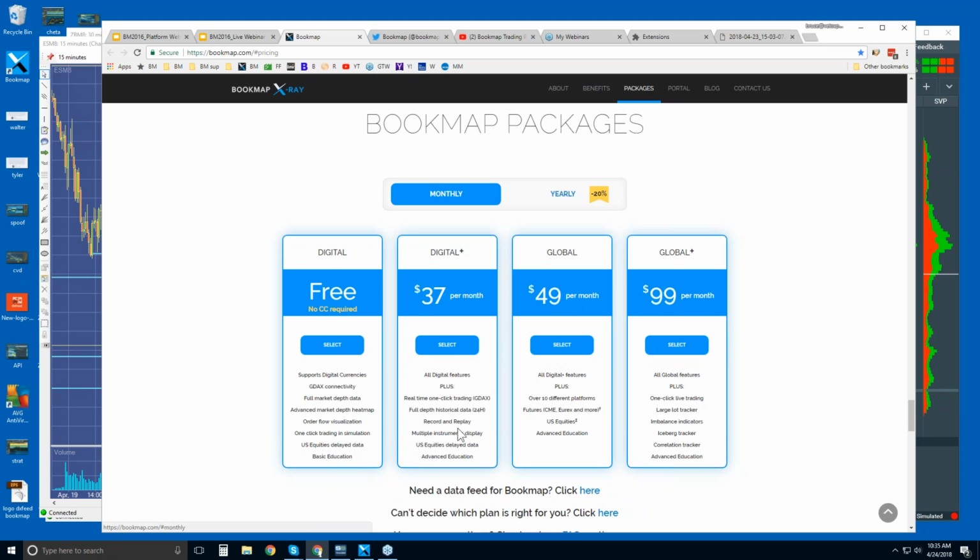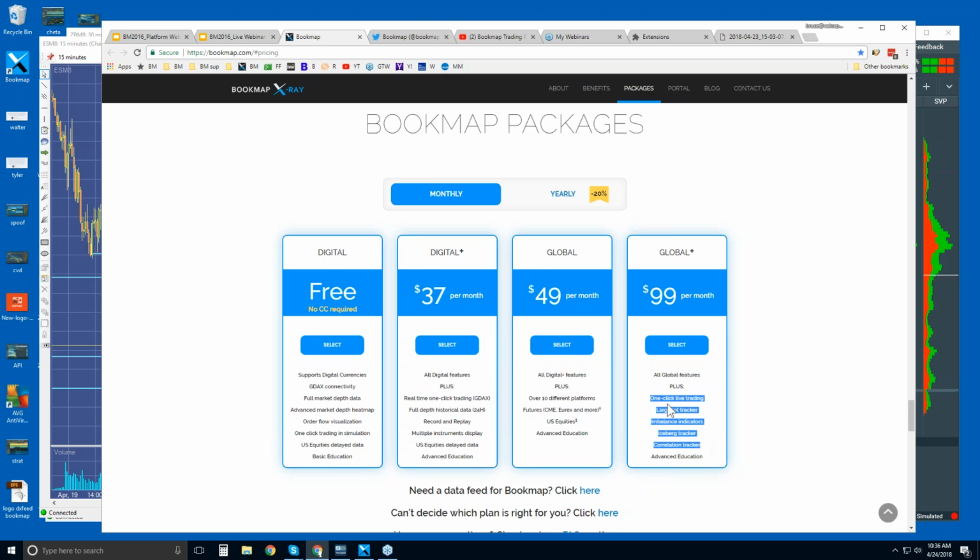The Digital Plus version is live. The data is free, but you can record and replay your data. You can also trade right from the Bookmap chart into your GDAX account, and you get multiple instruments, up to 20 that you can display. You also get full support and the advanced education. Now the distinction between global and digital is that Global includes connectivity to futures and US equities. However, you will need to provide the data for the US equities or futures.